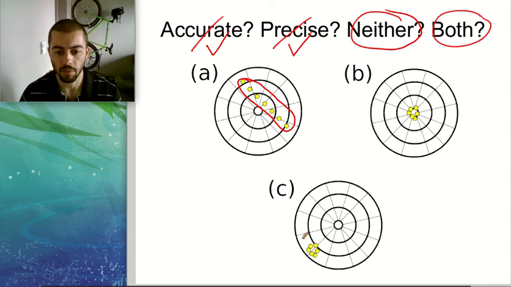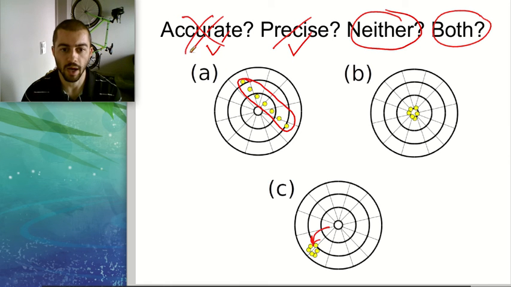For letter C at the bottom here, I think, did we hit the target with our measurements? No, we're pretty far off from the target here, so we're not accurate. Were we precise though? If we look at these measurements, they're all clumped together. We have a pretty good grouping here. We repeated our measurements very well. So this is in fact precise. So this example C here would be precise but not accurate.